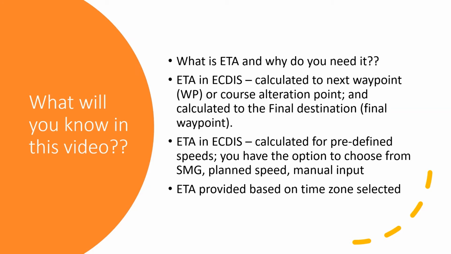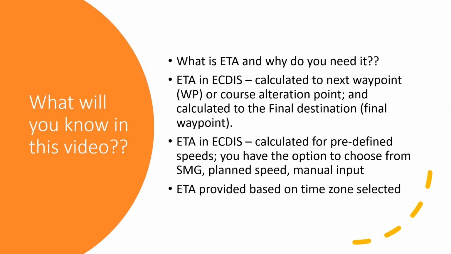ETA in ECDIS can be calculated to the next waypoint or the course alteration point, and it is also provided to the final destination, the final waypoint. That would be the pilot station, or that would be the berth, whatever it is. It's most likely the pilot station. So you can find out the ETA to the next alteration point, next waypoint, or the final destination at any point of time. Please watch the video towards the end, because towards the end I'll show you exactly how to go into the ECDIS and do that.